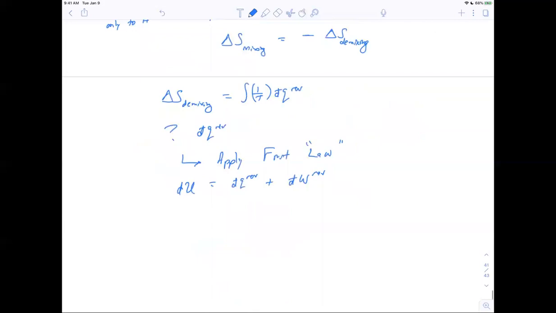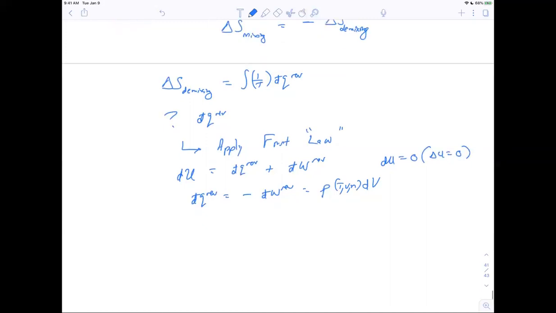And we know that for ideal gases, U is only a function of temperature, so du is equal to 0, which means delta U is equal to 0 because T is constant. These are ideal gases. So therefore, dq reversible is equal to minus dw reversible. And we know for an ideal gas what dw reversible is. This is just going to be P of T, V, and dV. We don't have to worry about negative signs because dW is minus PdV, so minus times minus is positive. So dq reversible becomes P of T, V. And that's the form that we have.